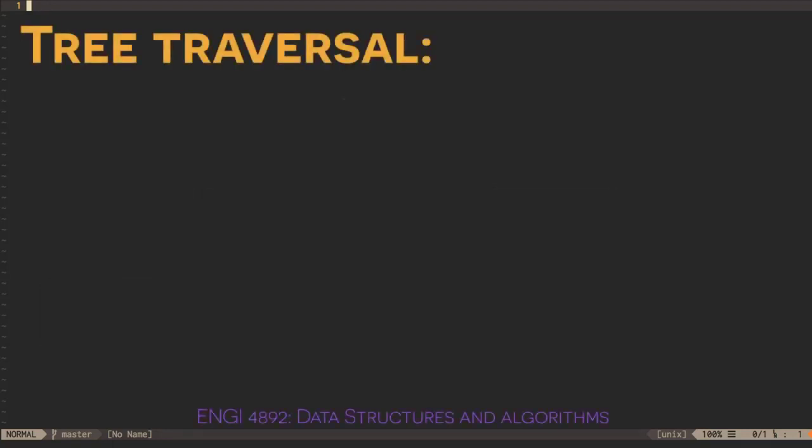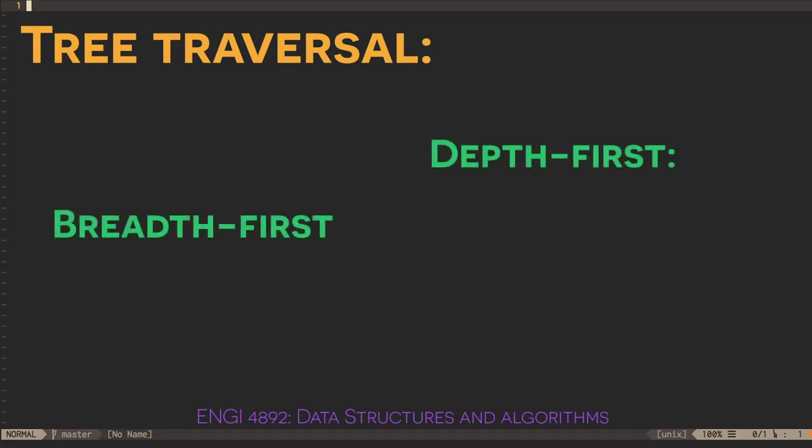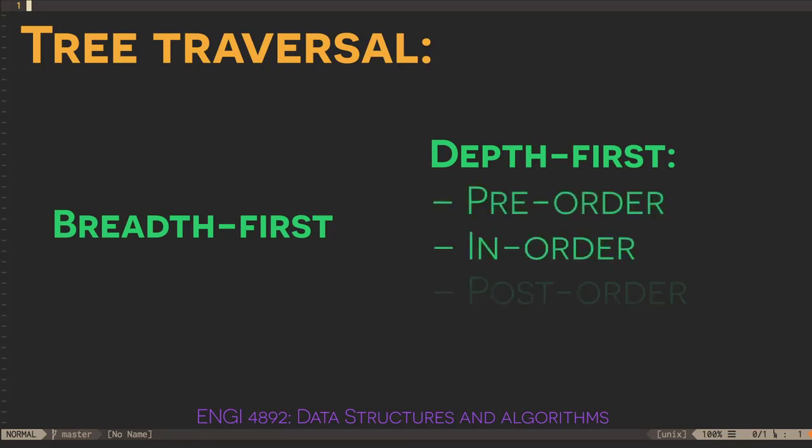Starting from the root node, we can traverse child nodes in either a breadth-first or a depth-first fashion, and there are 3 depth-first traversal orders: pre-order, in-order, and post-order depth-first traversal. Let's talk about each of these strategies in turn.